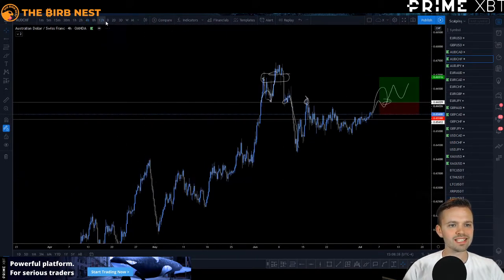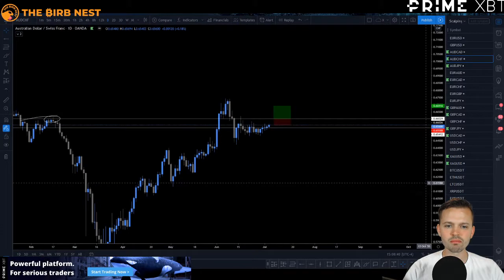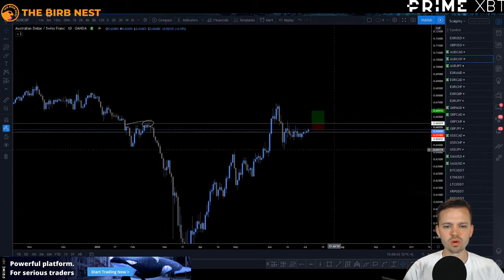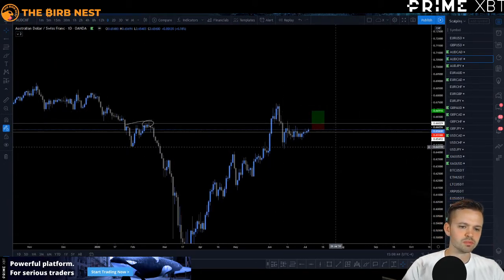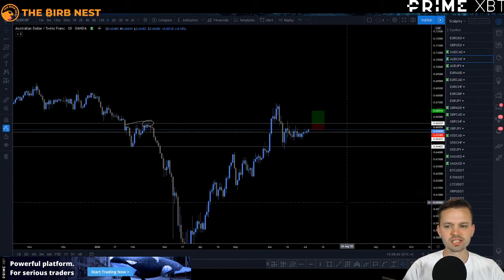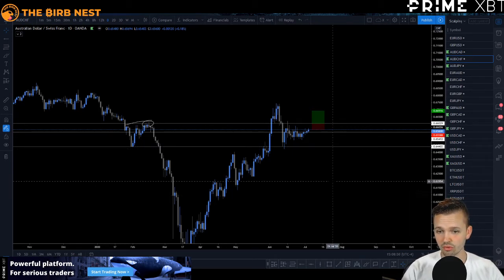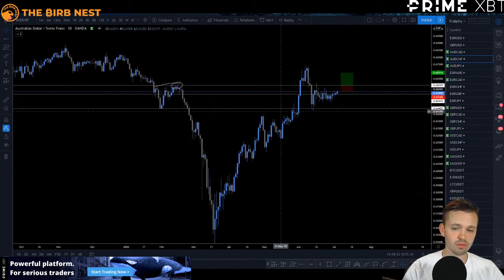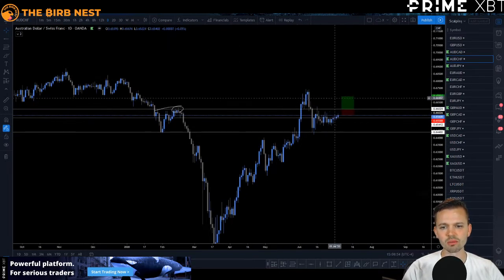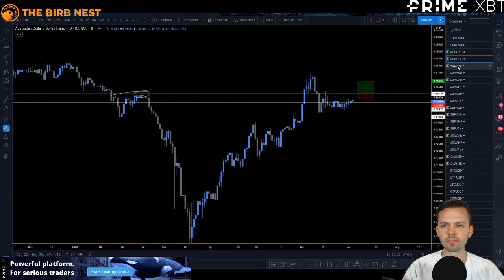We might see a reversal here, but I'm only really interested in long on this right now. If we close below this level right here, this 644, I would look for shorts, but right now this is what I'm looking for in terms of this one.